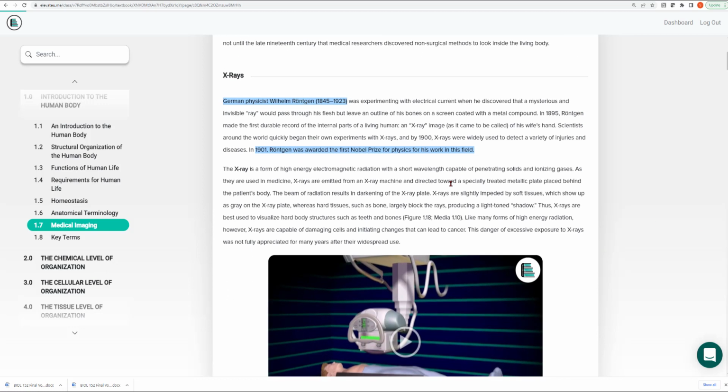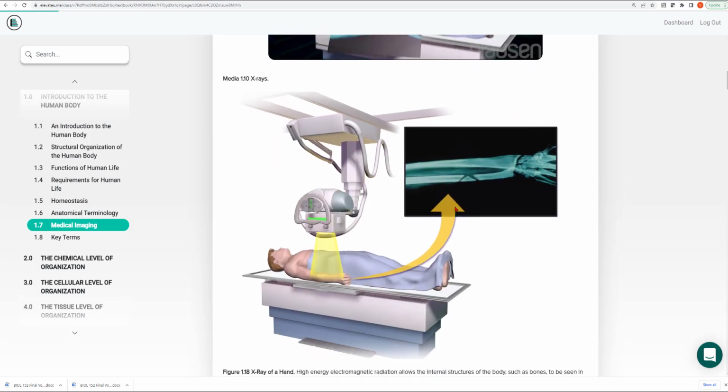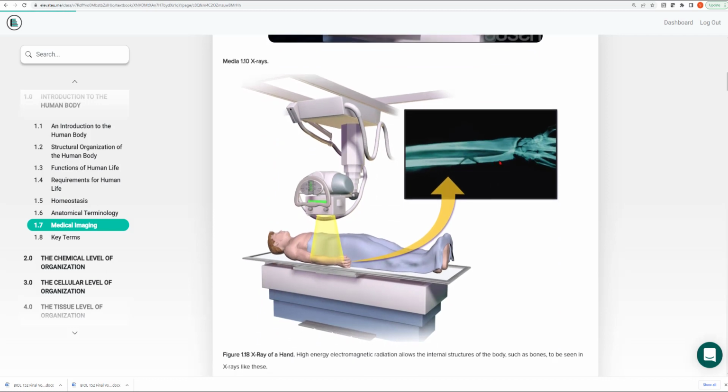What I do want you to know is that x-rays, important, let's call it yellow, x-rays use energy. They use a very high energy electromagnetic radiation. That energy radiates, goes through solids, and gives us a negative image. So when you look at an x-ray, you see the negative image. You see the bone, because the bone is a solid. You can see here the bone of the wrist and the bone of the hand as well.